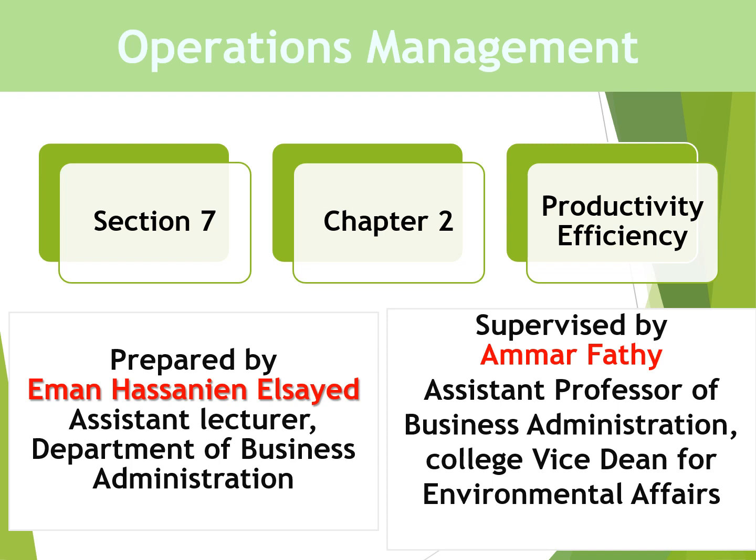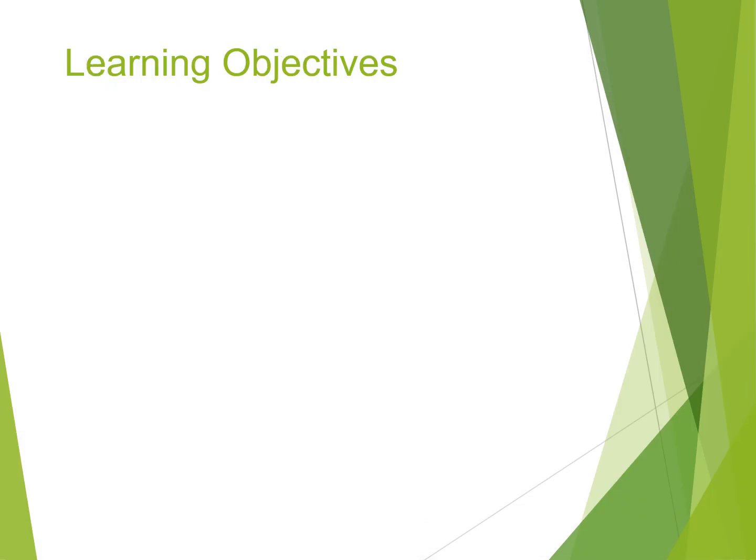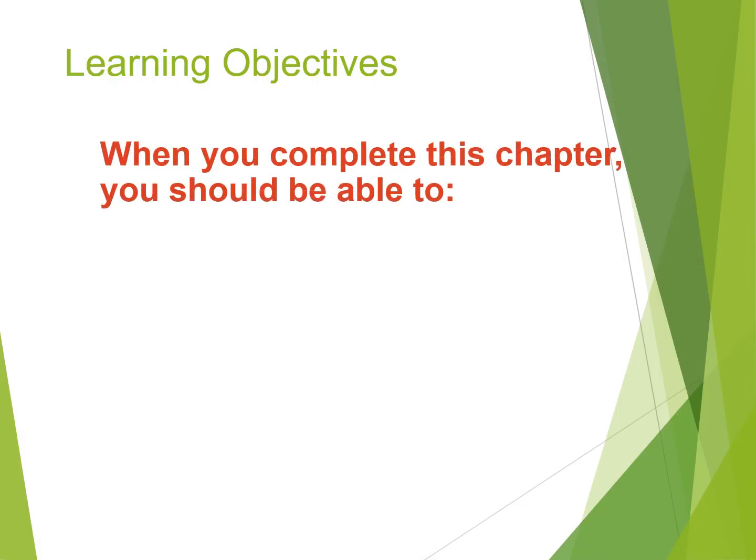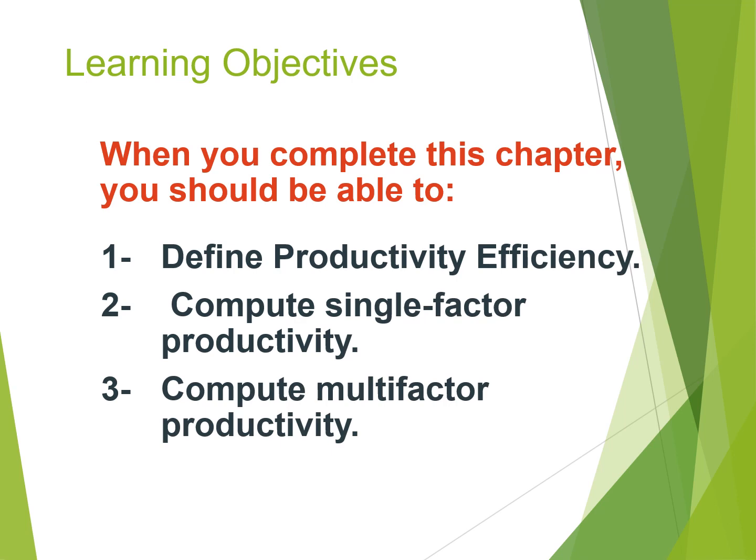And today, inshallah, we will take section number 7, chapter 2, productivity and efficiency. And inshallah, we will take an example of productivity on single factor productivity and multi-factor productivity. So let's go. Let's start with the section. First, let's move to the learning objectives.